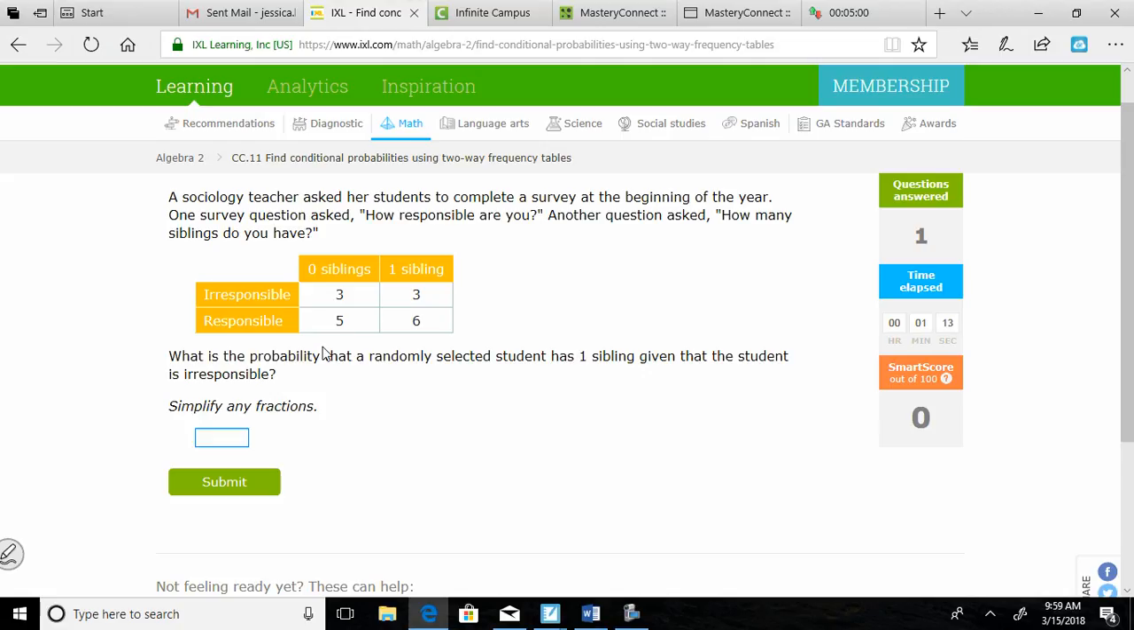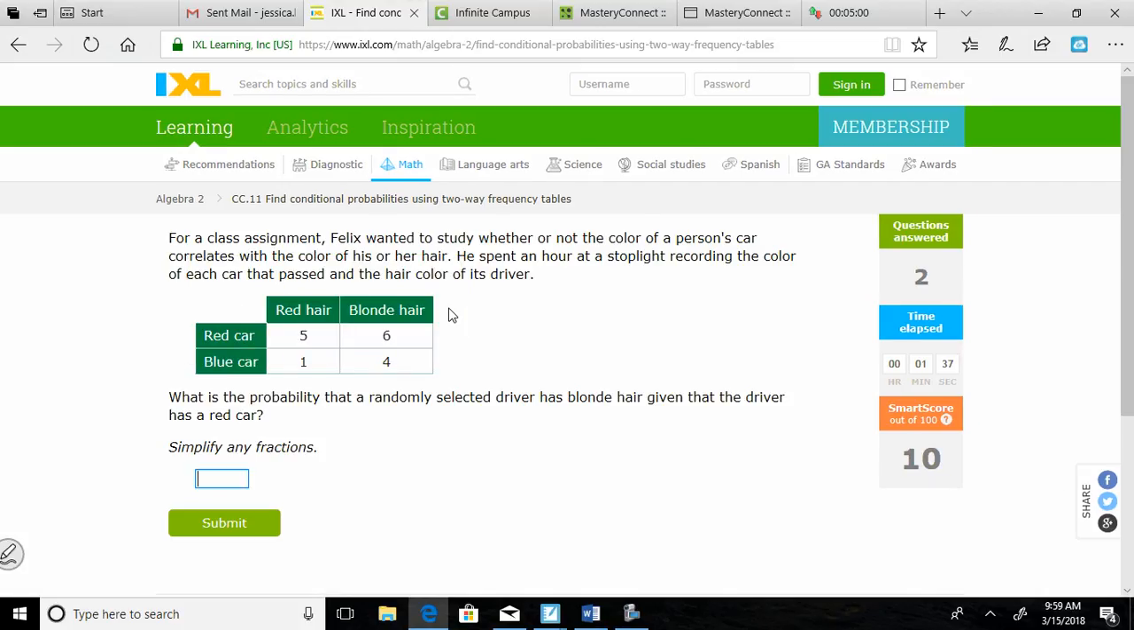Okay, let's do one more. What is the probability that a randomly selected student has one sibling, given that the student is irresponsible? How many students are irresponsible total? 6. How many of those have one sibling? 3. And how do I reduce that fraction? To 1/2.